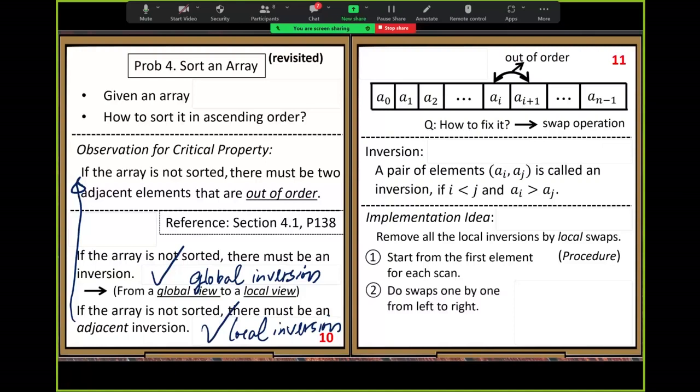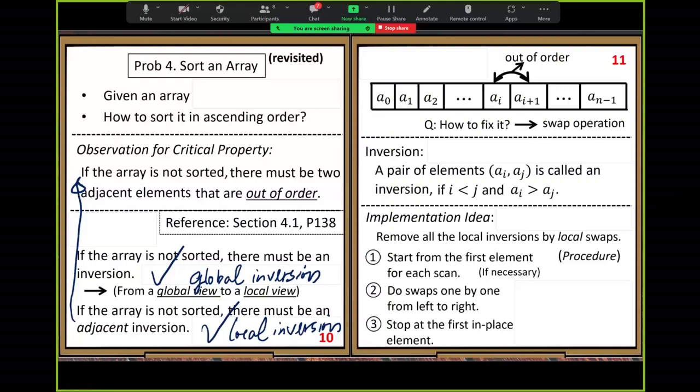So we do swaps one by one from left to right, if necessary, because sometimes we do not need to do a swap. If in order, we don't do a swap. Stop at the first in-place element. Every time we put one element in place, at least one element is in place. So if we put an element in place, why would we touch it again? We should stop before we touch that in-place element.